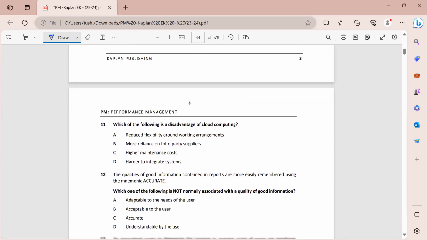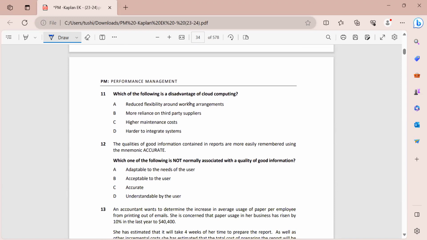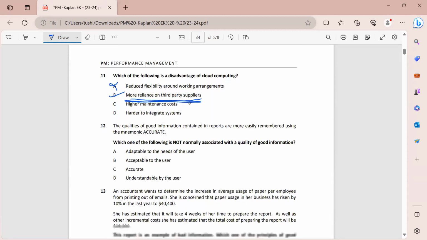Now, moving to question 11, which of the following is a disadvantage of cloud computing? Reduced flexibility? No, definitely not. It rather increases the flexibility. More reliance on third-party suppliers? This is definitely true. Why? Because when you are using cloud computing, you are relying on third parties, and these services are purchased from these third parties. So yes, this is definitely a disadvantage. Higher maintenance costs, harder to integrate systems, these are all disadvantages. But again, specifically for cloud computing, more reliance on third-party suppliers is a bigger disadvantage.